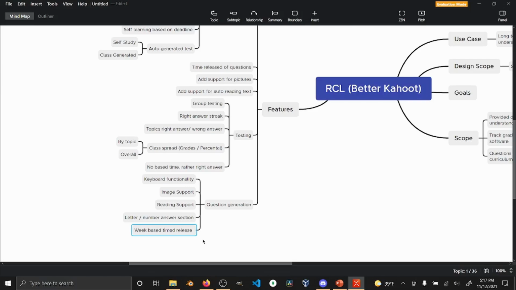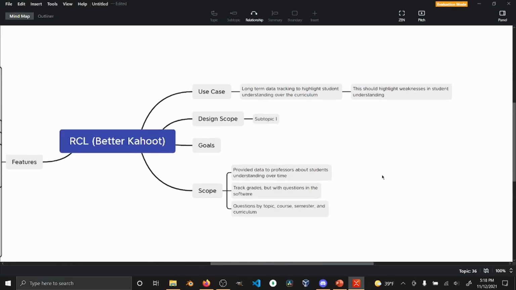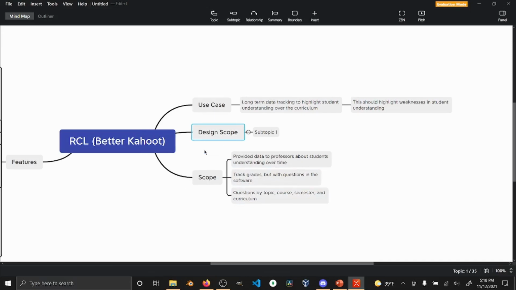Keyboard also functionality. I think documentation. Okay, week-based time release. So as you're going through the curriculum, automatically release questions so they can be learned. Boy, I feel like I'm missing stuff, but we're running out of time. So we got to talk about, okay, goal is baked into scope and use case. So we got to talk about design now.